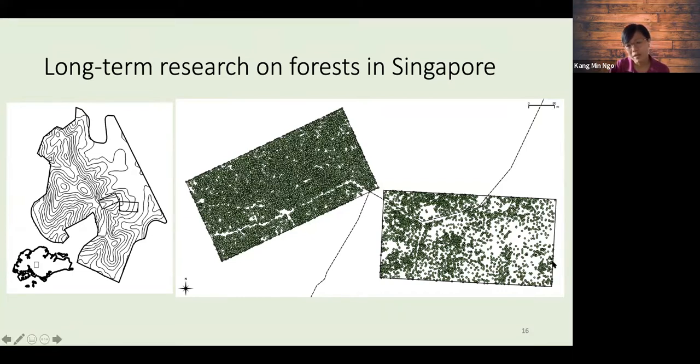And the rectangle on the right is mostly secondary forest. So the area on the bottom right of this picture is all secondary forest. And one look at this map, you can tell immediately that the secondary forest has so many fewer trees. It's less dense.